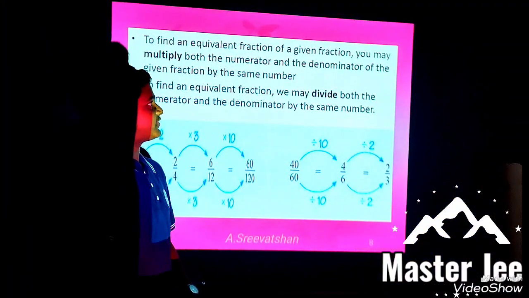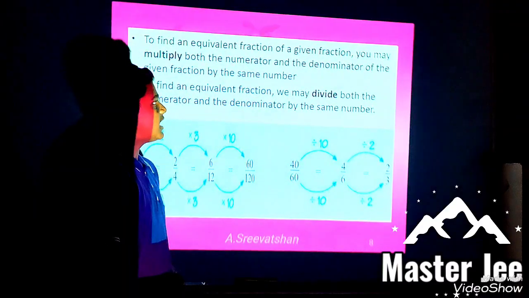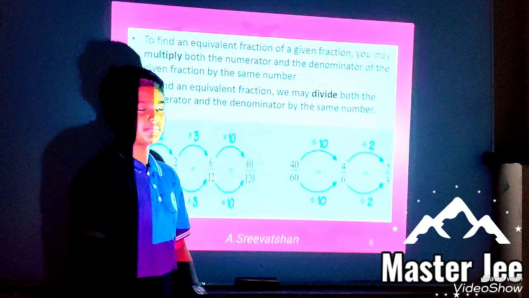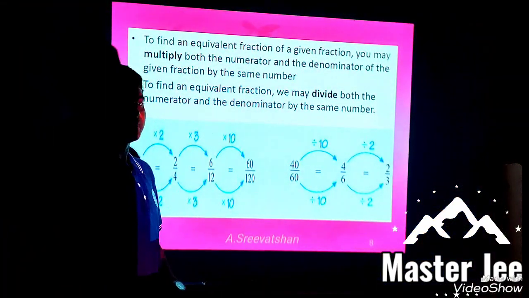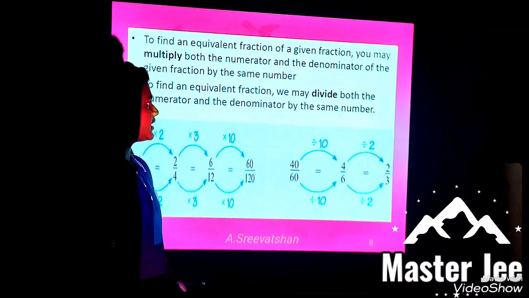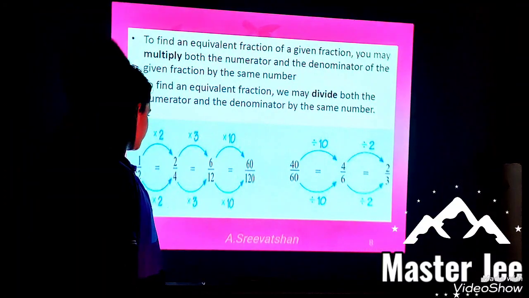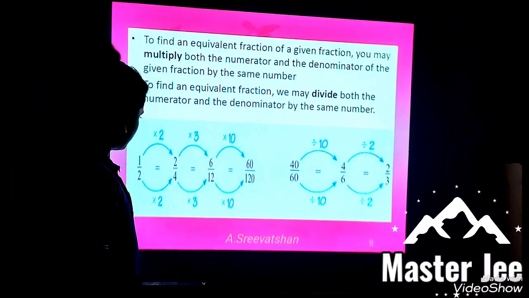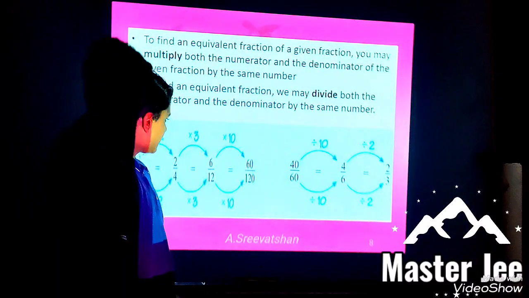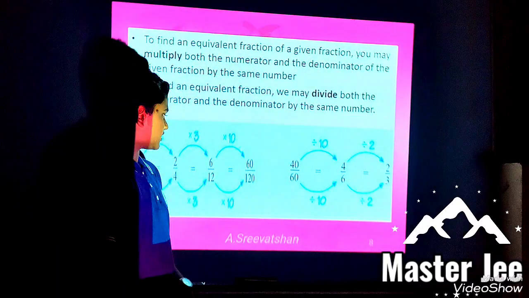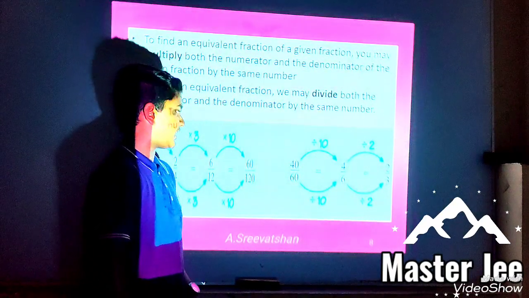To find an equivalent fraction of a given fraction, you may multiply both the numerator and the denominator of the given fraction by the same number. This is an example of multiplication. 1/2, multiplying both the numerator and denominator by 2, gives you 2/4. And multiplying both by 3 gives you 6/12. This follows on to infinity.